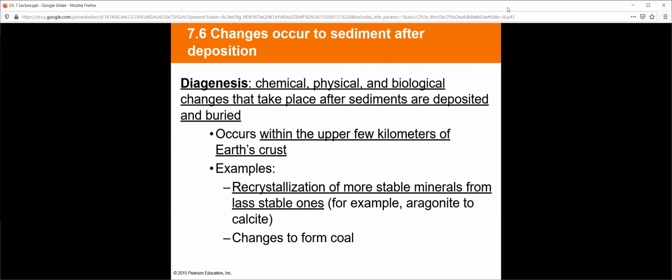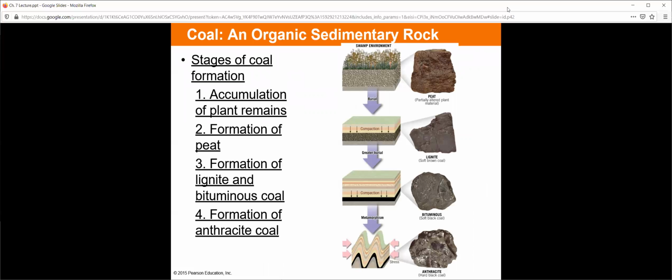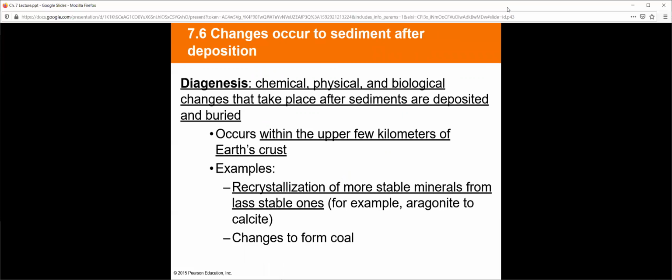Recrystallization is an example of this, changes of aragonite to calcite. We talk about stuff like that. And of course, the example I just gave you of the coals changing is diagenesis of peat to lignite, and of lignite to bituminous, and of bituminous to anthracite.